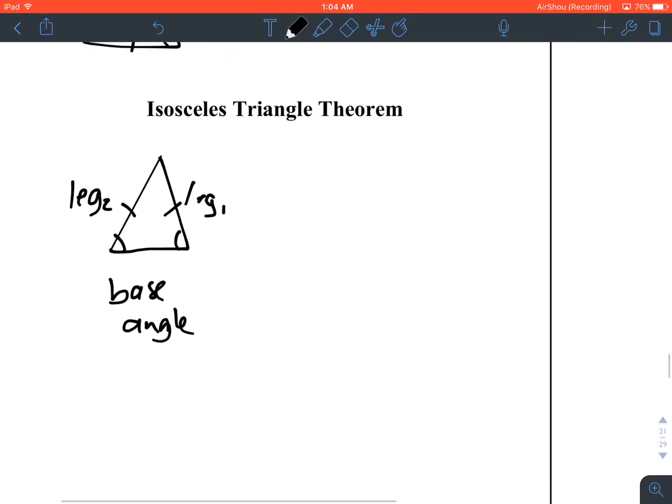There's also a converse to the Isosceles Triangle Theorem that says that if you have a triangle in which two angles are the same, then the sides opposite those must also be the same. So the isosceles triangle theorem works in both directions. If you have two angles that are the same, you know that you have two sides that are the same. If you have two sides that are the same, you know you have two angles that are the same.